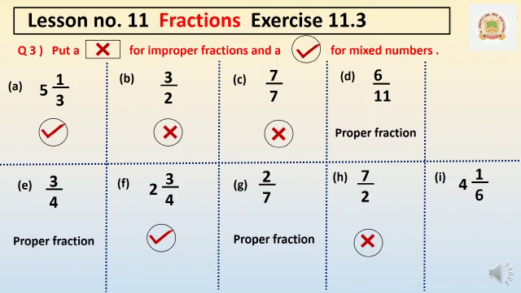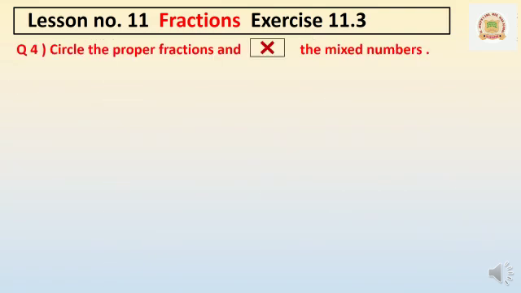I, 4 whole 1 by 6, mixed fraction, right mark. So by keeping these things, we have to solve the answers, children. Question number 3 is completed. Now let us do question number 4. Circle the proper fractions and cross the mixed fraction. If the given fraction is proper, meaning the numerator is lesser than the denominator, then it is called a proper fraction. If it is there, we have to put the circle.